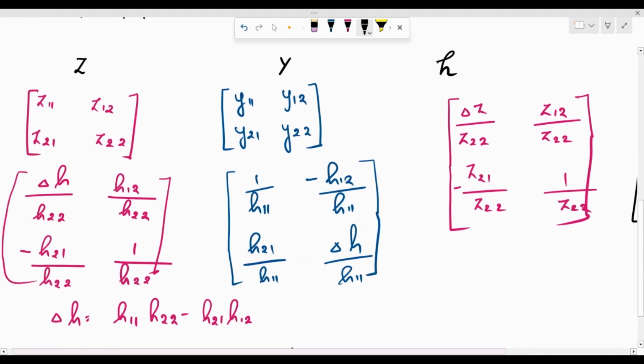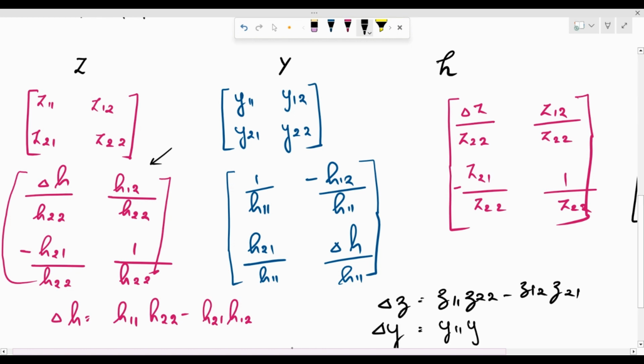Similarly, if we look at the relationship between the Z parameters in terms of H and the H parameters in terms of Z, we see that all we need to do is replace the H and the Z. That's all. And even for expressing delta Z and delta Y, delta Z will be Z11 Z22 minus Z12 into Z21, and delta Y also will be Y11 Y22 minus Y12 into Y21. So this is the interrelationship between the Z, Y, and the H parameters.